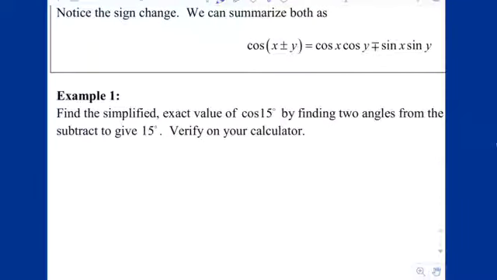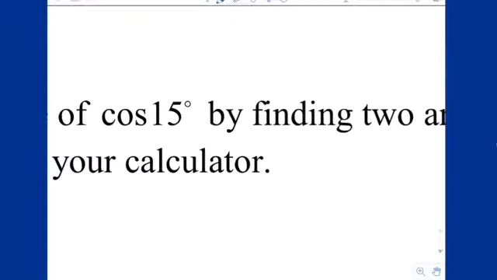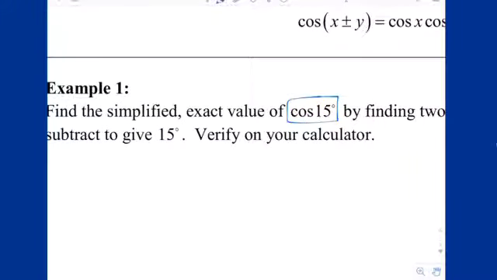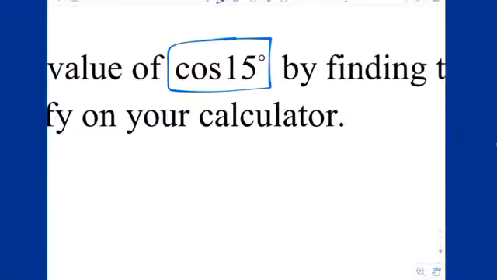It says to find the simplified exact value of cosine of 15 degrees by finding two angles from the unit circle that either add up or subtract to give us 15. Hang on. Time out. You're throwing radian angles at me. And what is our angle in? Degrees. So you're already doing the more challenging, fun type. Okay, it's easier to start off in degrees, typically.